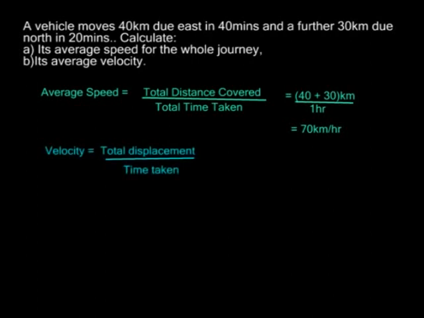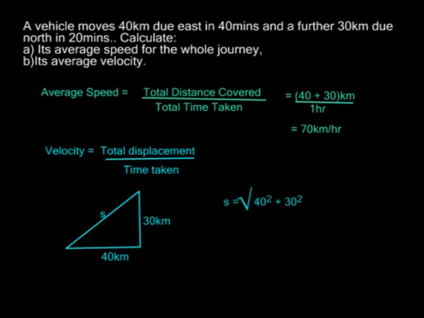Velocity is total displacement over total time taken. Therefore, S is the displacement. So to find S, we apply the Pythagoras theorem. So we have S is equal to square root of 40 squared plus 30 squared. So S is equal to 50. Velocity is S over T, 50 over 1, which is equal to 50 kilometers per hour.